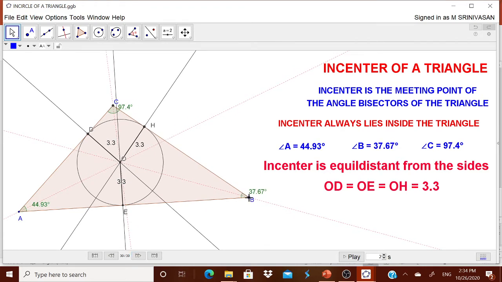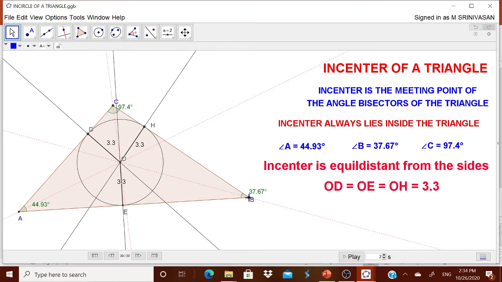Therefore, now the child will understand what they mean by in-center, what they mean by in-circle, and what is the property of in-center with respect to its position and also with respect to its distance from the sides.